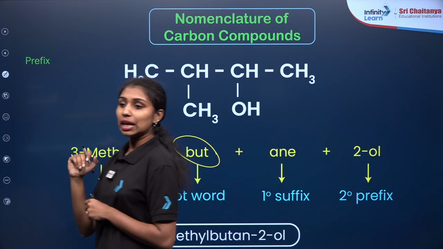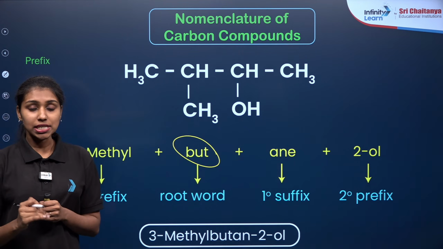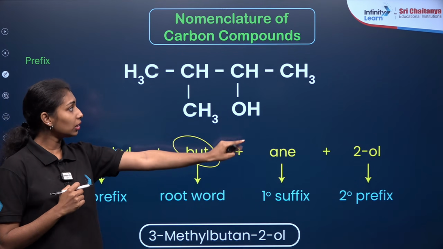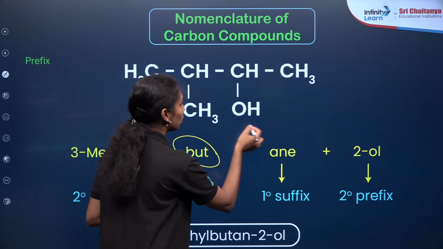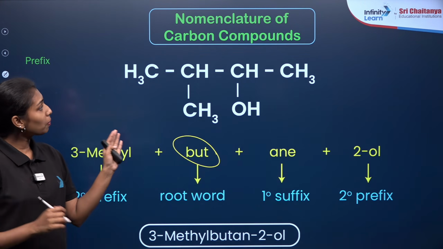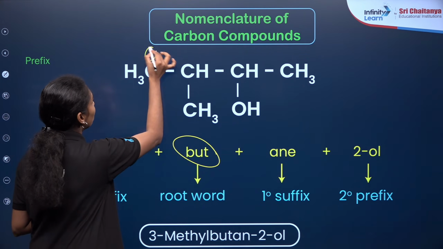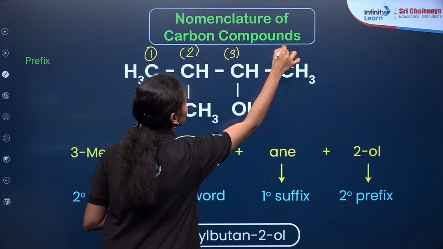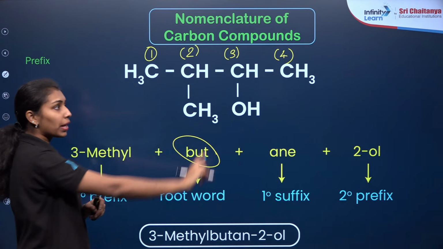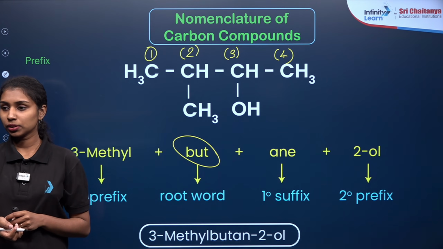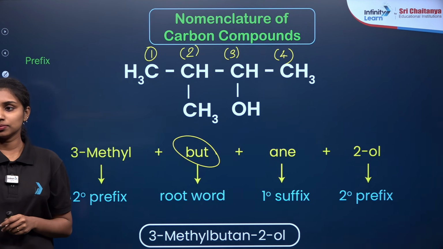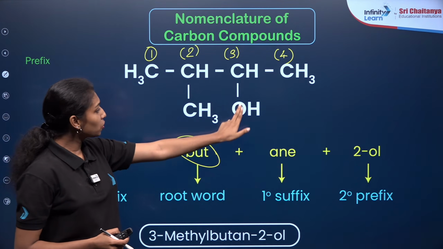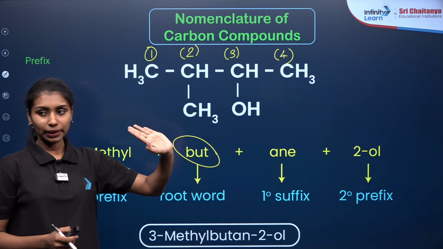So first we need to do the numbering, right? I have already mentioned that if you have the hydroxy group as a functional group, you should give the carbon atom containing the OH group the least number, right? So there will be two possibilities. If I start numbering from here, what is the number of the carbon atom attached to the OH group? It is 3, right? I hope you are getting the point.